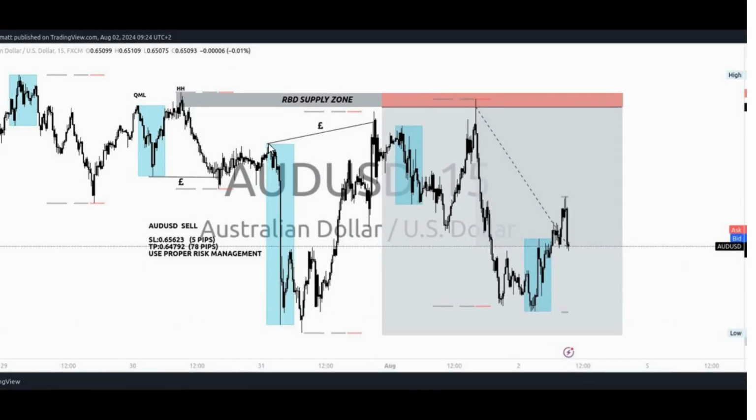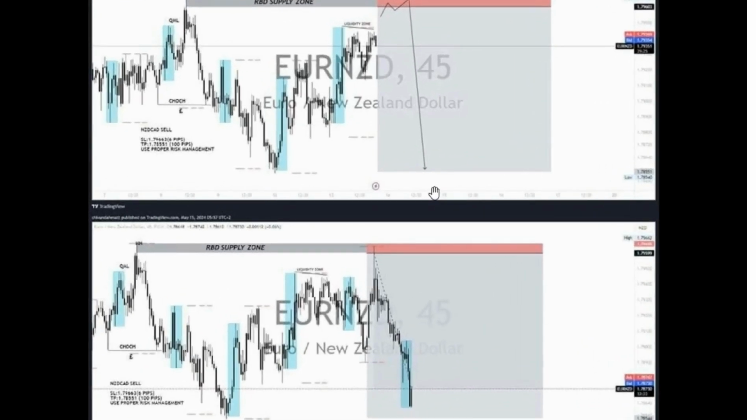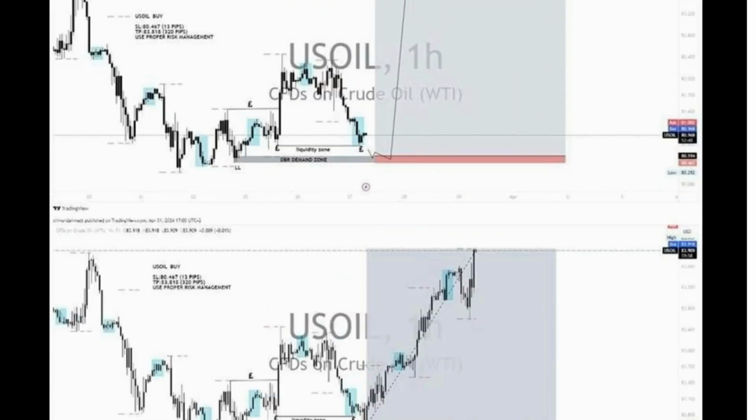The next one was on AUD/USD right here. Rally base drop supply on QML, rally base drop supply on break of structure to the downside. You can see that we had what we call a 3-drive right here. There's a touch here, touch there, and then the market beautifully came into our area after taking out our Asian session, and then the market just dumped to the downside all the way. Beautiful stuff. The next one was this, I've talked about this already. Then Euro NZD, I've also talked about this, guys.